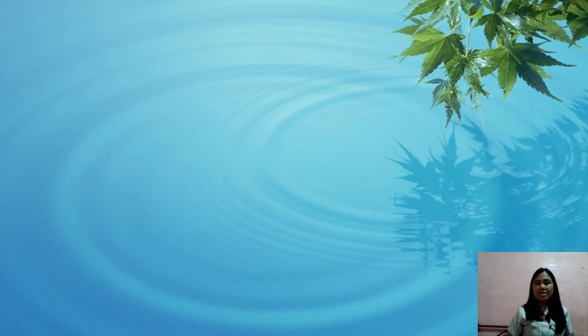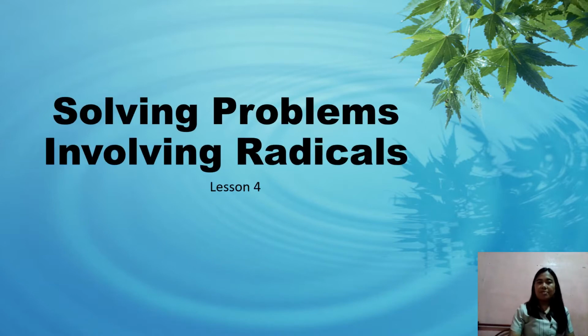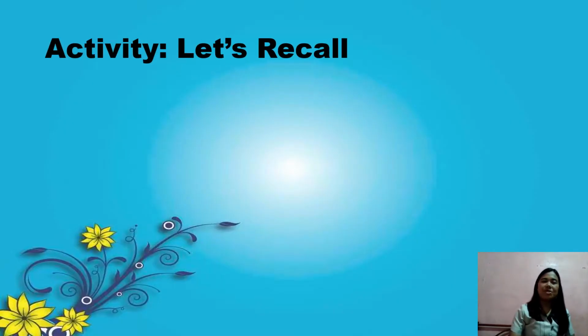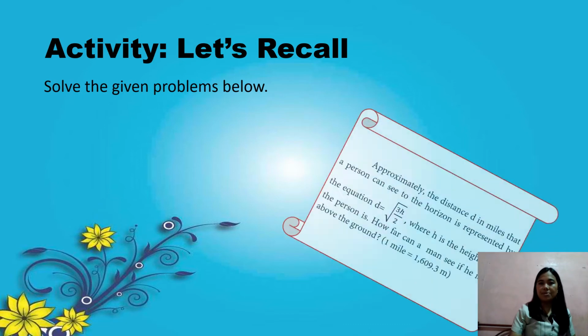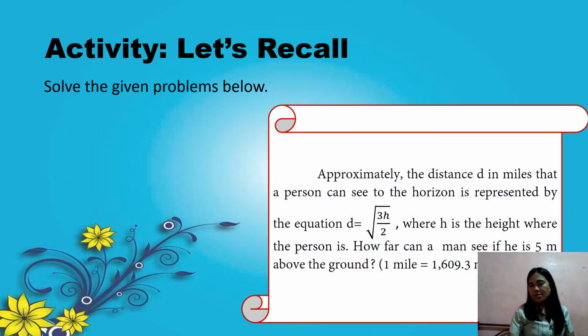Since we were not able to discuss this one properly earlier, I will discuss lesson 4, solving problems involving radicals. If you could remember, we started with a recall activity in which you solved this problem. Approximately the distance d in miles that a person can see to the horizon is represented by the equation d equals the square root of 3h, where h is the height where the person is. How far can a man see if he is 5 meters above the ground?